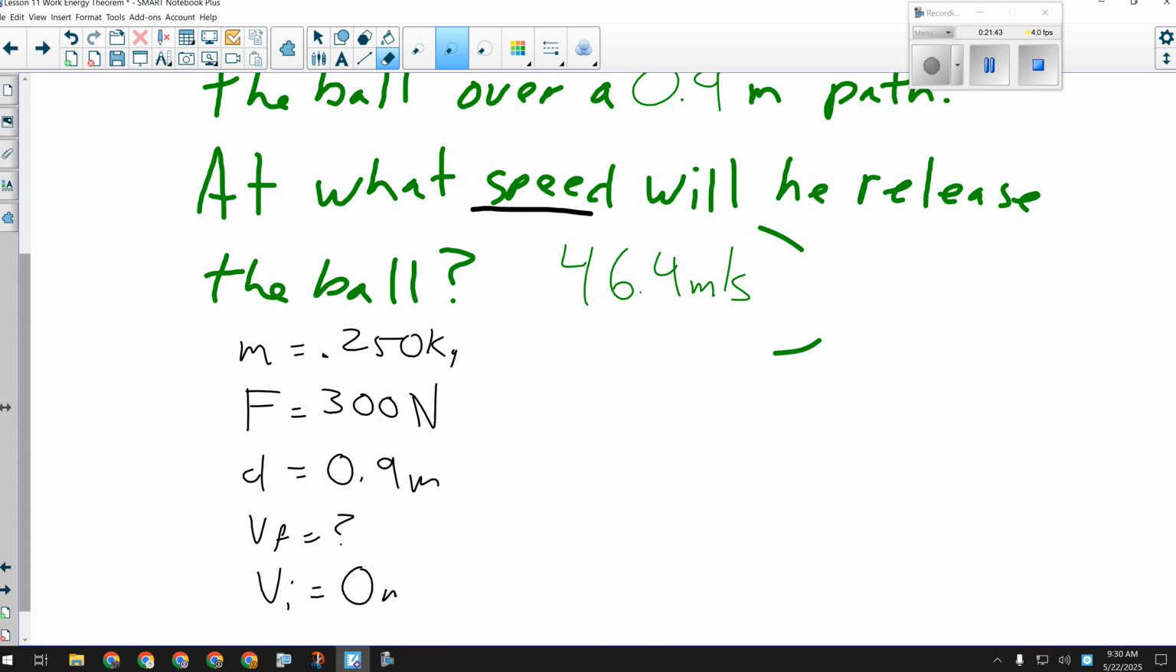So those are our givens. What kind of energy is being changed? Kinetic. Kinetic's being changed because the speed's changing. The ball is being accelerated here. So our work that is being done by the pitcher is going to change the kinetic energy of the ball. It mentions nothing about him throwing the ball up in the air, or changing the height of the ball.